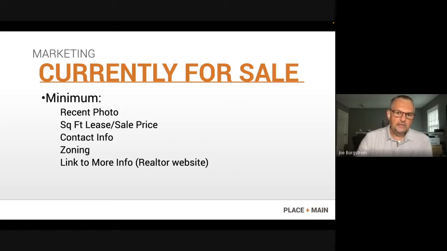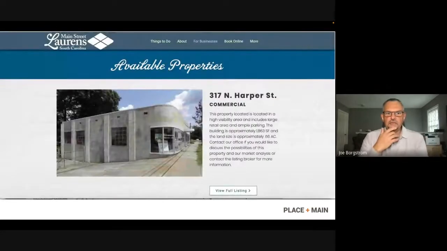If we want to, I think I have an example here. Yeah, this was an example from Lawrence, South Carolina. Very basic. Again, it goes into the address. It's a simple picture, and they've got a full listing where you can click through and look at it, where it talks about more than the size, talks about the lease rate. This doesn't have to be anything super fancy. It doesn't have to be anything that's going to necessarily wow anybody, but this is the base level of saying, all right, here's a property in our community.